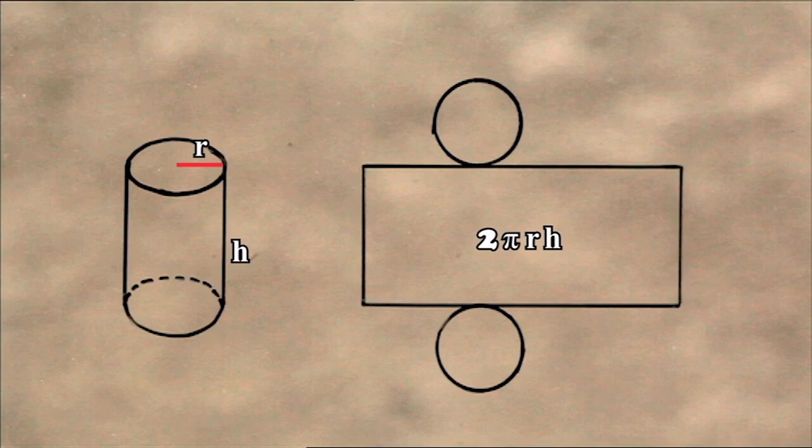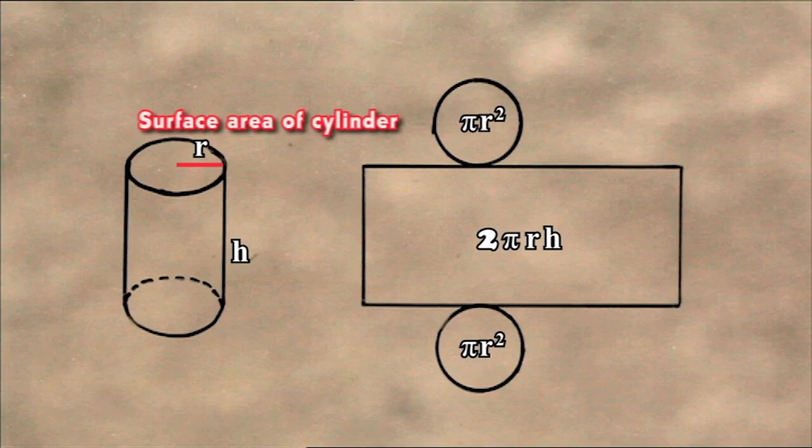The 2 base areas of the cylinder equal twice pi times r squared. Therefore, the total surface area of the cylinder equals the areas of the 2 bases plus the curved surface area of the cylinder.